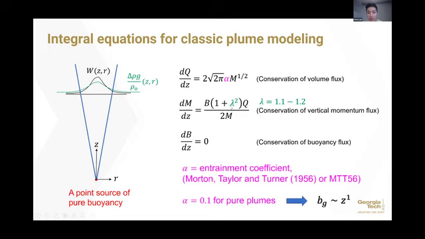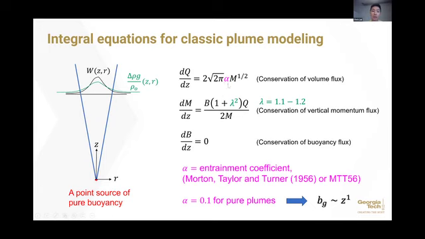I will talk first about the simple lambda in green, which is the ratio of the spreading width of the buoyancy profile to the mean velocity. From experiments, we know that it's between about 1.1 and 1.2. So you can find it from experiments and then specify it. So that's done. But the key thing about this modeling is the entrainment hypothesis.